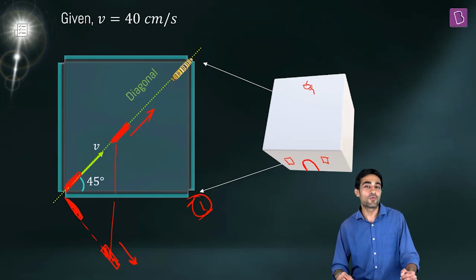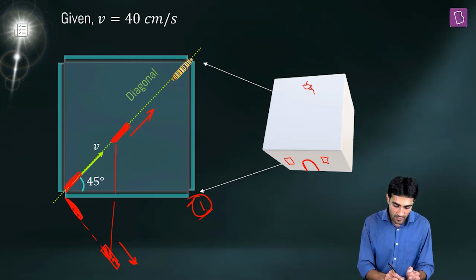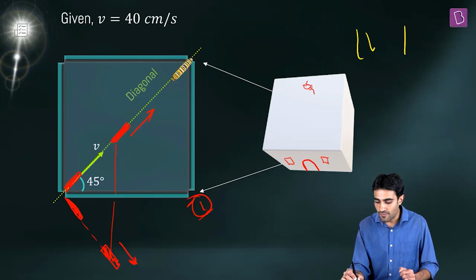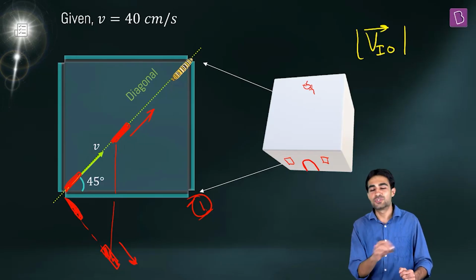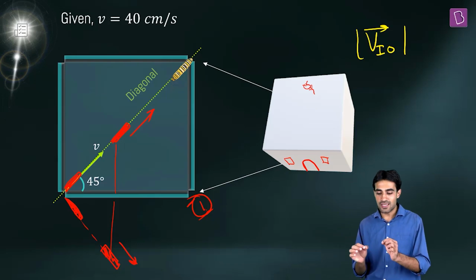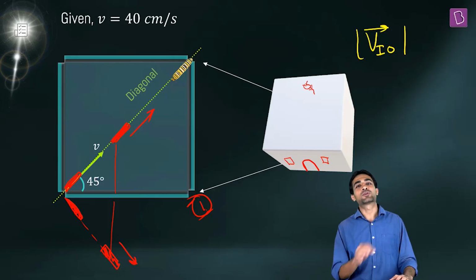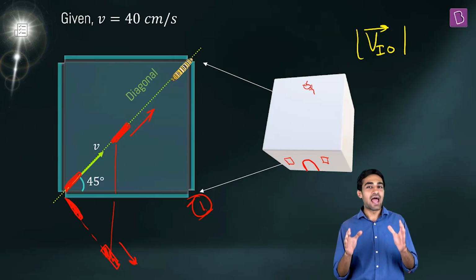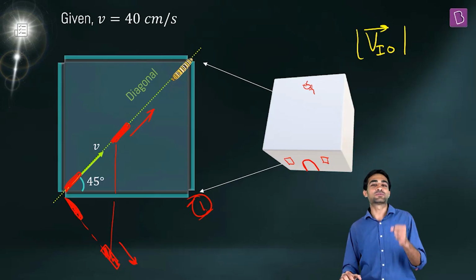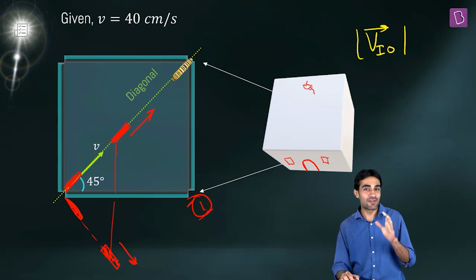So what do we have to find? We have to find what is the magnitude of the velocity of the image with respect to object. This is the question. What is the velocity of image with respect to object? We will find that, and then we will find out the magnitude, so that we can get the relative speed. Okay. So shall we begin?